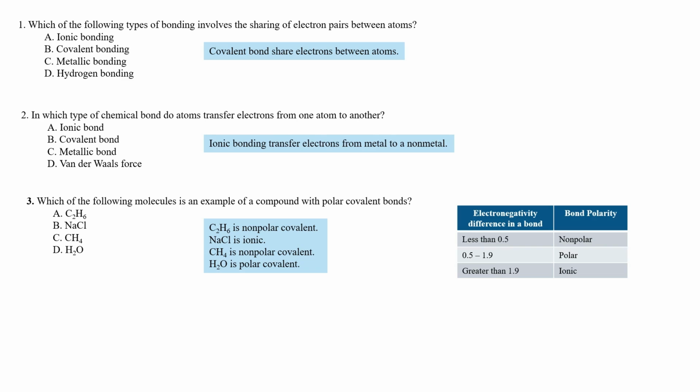Among the given choices, in C2H6 all bonds are non-polar covalent, with less than 0.5 difference. Sodium chloride is greater than 1.9, so it is ionic. CH4 is non-polar covalent; if you calculate the difference for the C-H bonds, it is 0.4. H2O is the only polar molecule here. H2O contains two O-H bonds, and they are polar, greater than 0.5 but less than 1.9.